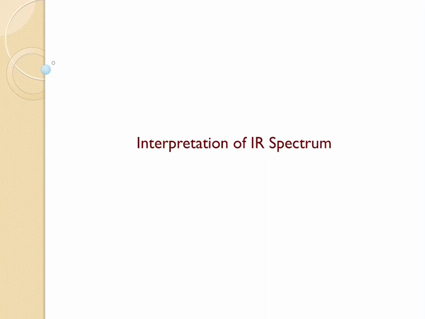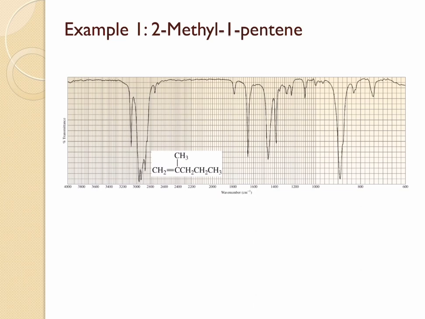Interpretation of IR spectrum. Now, with the IR spectrum, we'll not be able to completely identify the structure of the compound, but at least it will give some clues, or the IR spectrum will be able to justify the structure of the compound. Now, let's take a look into this compound, which has this spectrum. So we have 2-methyl-1-pentene, which has this structure, and this is the IR spectrum of this compound.